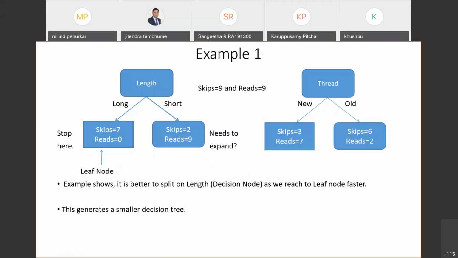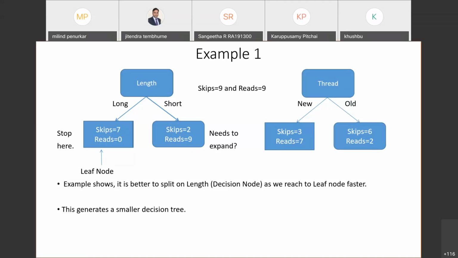Let's take the other side. I have thread. Whether my thread is new or whether my thread is old, in both of these cases, it is giving a mixed kind of output. Skips equal to 3 and reads equal to 7. So not all of them are positive and not all of them negative. So please understand, in this case, you have to expand further. On the left-hand side, I think by mistake, this has come as a leaf node. Kindly note that this is going to be a decision node. It is not a leaf node.